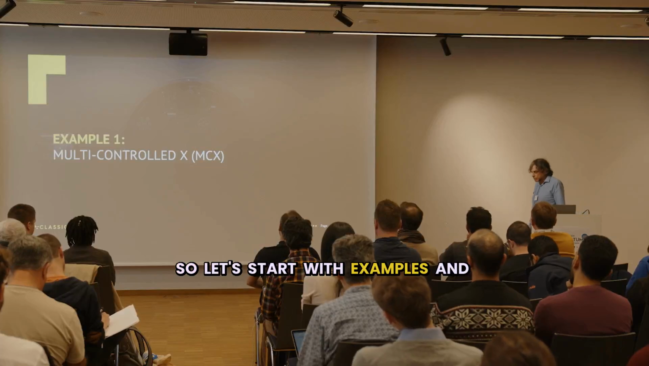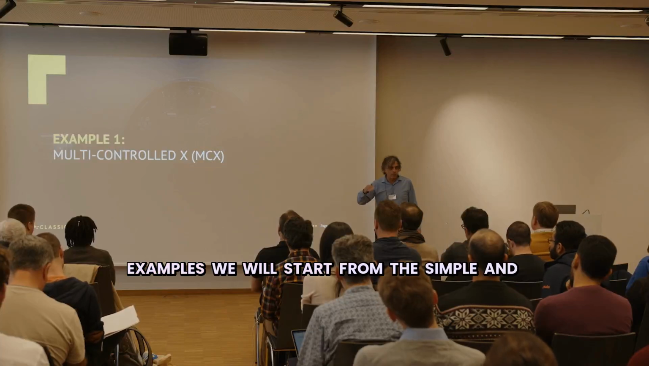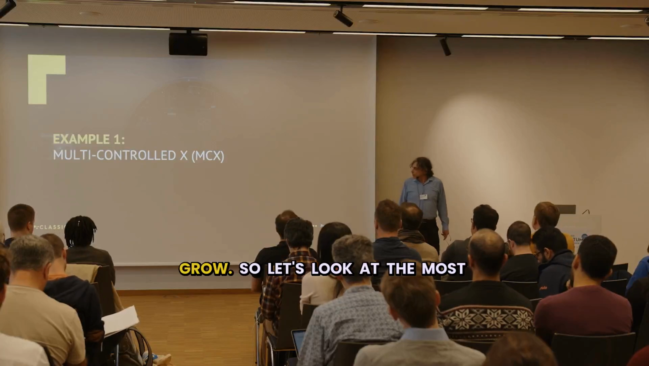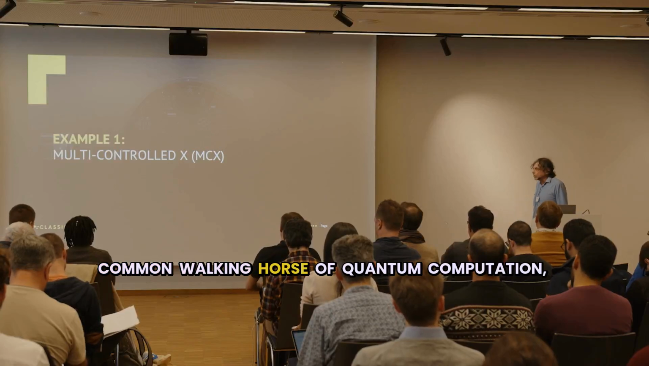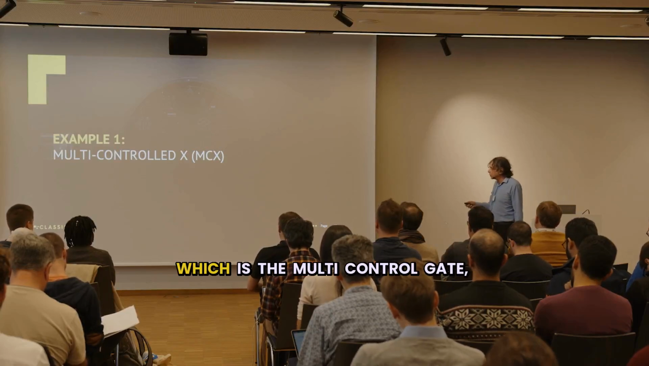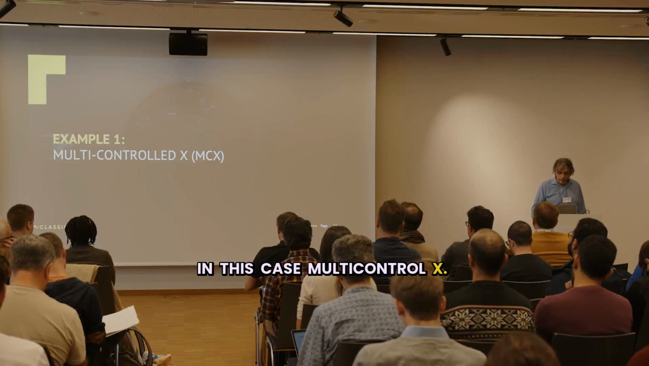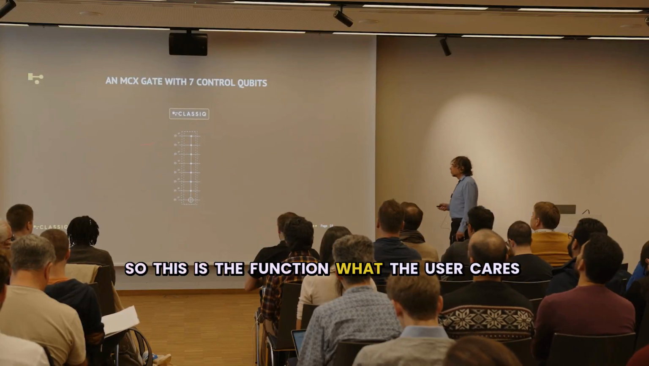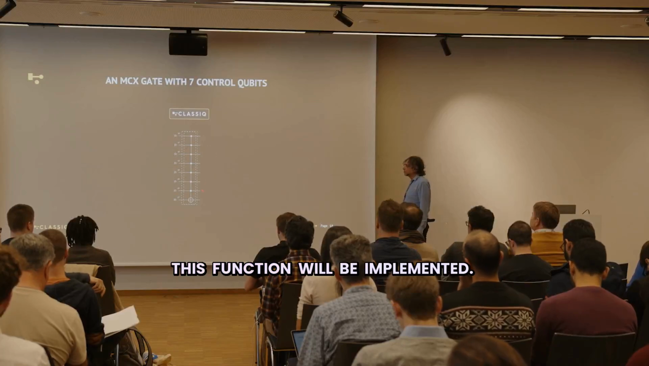So let's start with examples, and as usual, when we learn by examples, we will start from the simple and gradually grow. So let's look at the most common workhorse of quantum computation, which is the multi-controlled gate, in this case multi-controlled X. So this is the function.